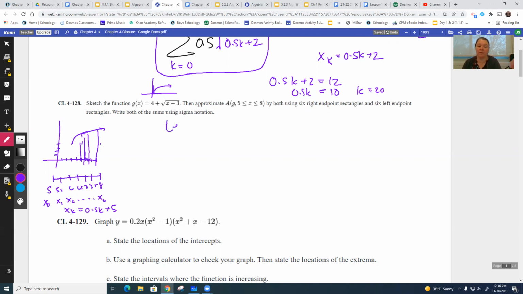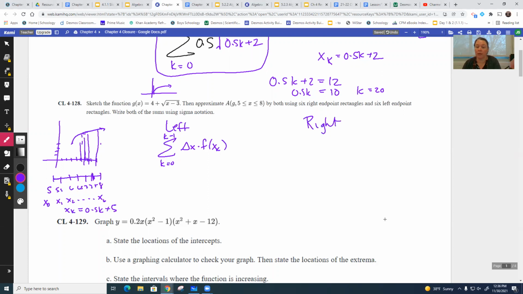So when we do a left endpoint, the rule is that you start at 0 and you go up. If this is the 6th, the last left endpoint is here. So I go however many rectangles minus 1. And then delta x, which is the width of my interval, times f of x sub k. That's how I get my sigma notation.